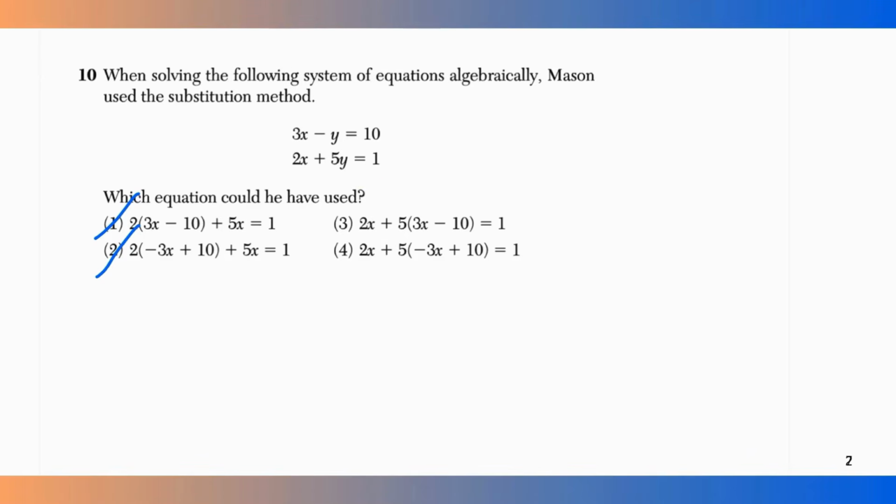And now here's where the substitution occurs. Mason replaces that y with this expression in the parentheses. And in the other answer choice, he replaces the y with this expression. So our job is to figure out which one of these y is actually equal to. Because if we know that y is equal to one of them, that's what gives Mason the permission to replace that y with one of these expressions.